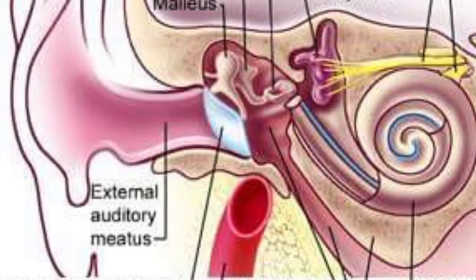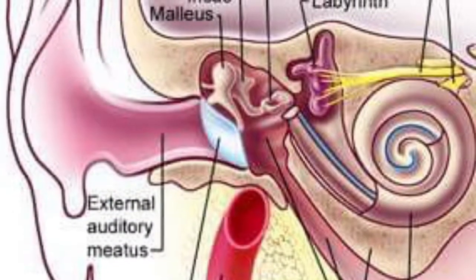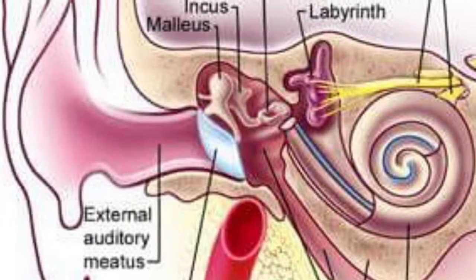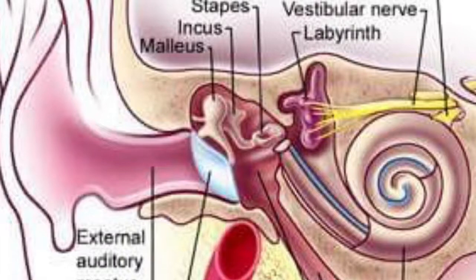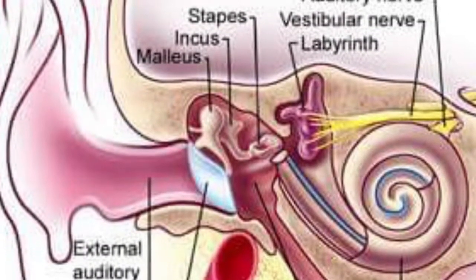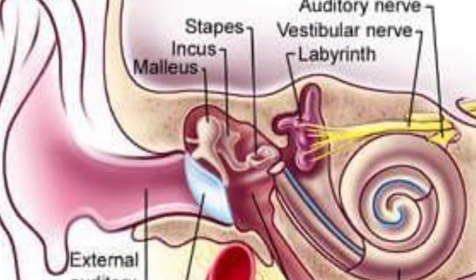Today we'll be talking about myringotomy. Myringotomy is a surgical procedure in which a tiny incision is made into the tympanic membrane to relieve pressure due to fluid buildup. Anatomy and physiology is as follows.